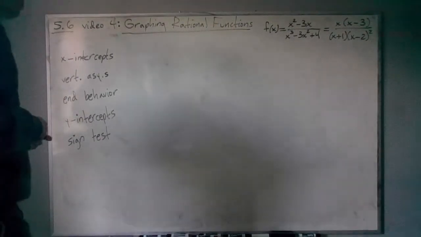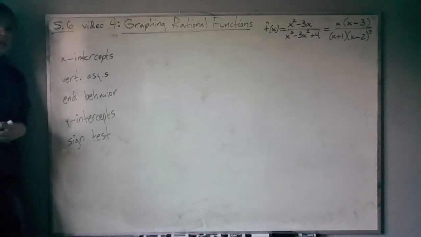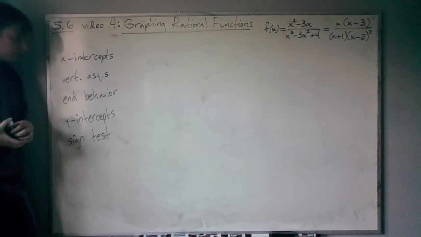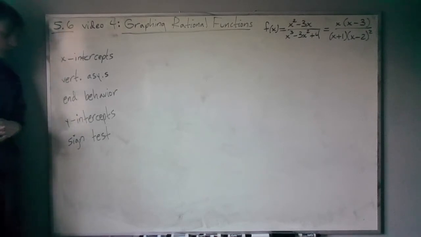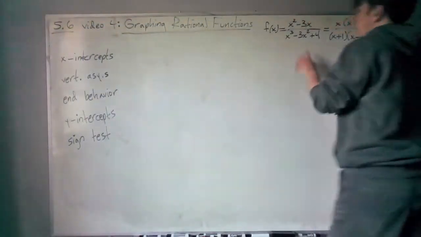Okay, in this video I want to practice actually graphing a rational function. So we're going to put together all the things we've seen up until now. We've talked about x-intercepts and y-intercepts. We've talked about vertical asymptotes, horizontal asymptotes, slant asymptotes. We've done sign tests before. I want to try and do it all for a particular function.